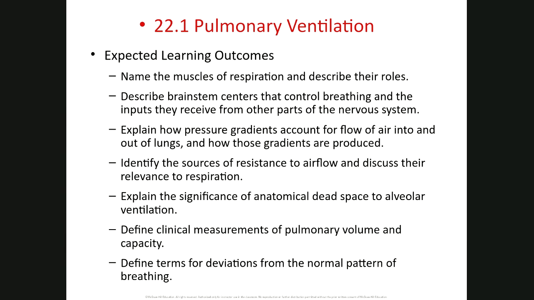We're moving on to pulmonary ventilation. Our learning outcomes here are to be able to identify the muscles of respiration and their roles, develop the nervous system involvement, the brainstem centers that help with the breathing pattern, explain how pressure gradients help air and gases flow throughout the respiratory system, identify resistance, understand how they affect breathing and respiration, identify anatomical dead space to alveolar ventilation, define pulmonary volumes and capacities, and define terms and definitions for a normal pattern of breathing. So, very interesting next segment.